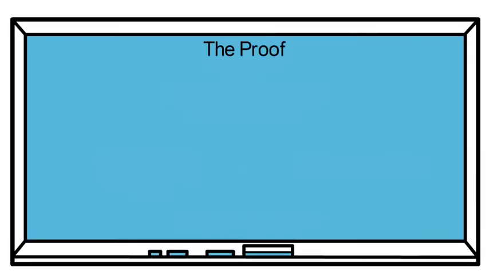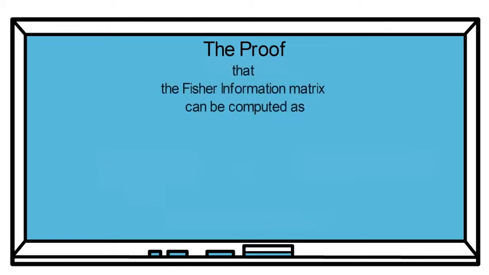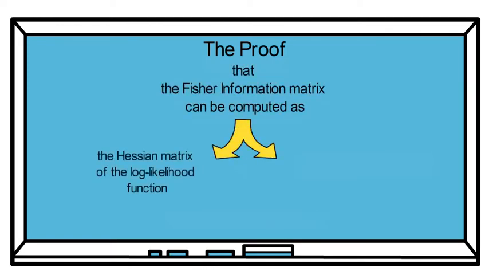In this video, I want to prove that the Fisher information matrix can be computed as the Hessian matrix of the log likelihood function or via the squared Jacobian, both evaluated at the MLE estimate. So here in more detail.